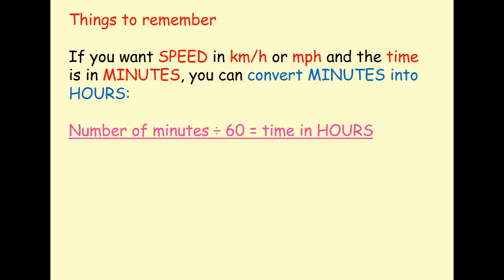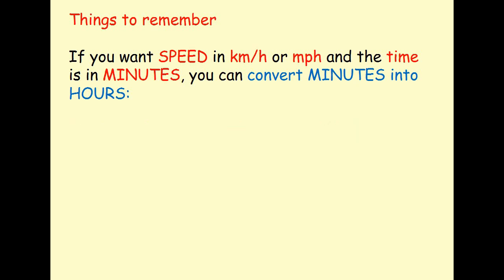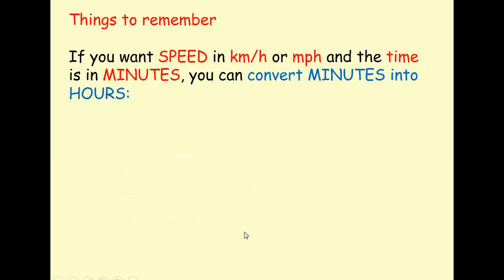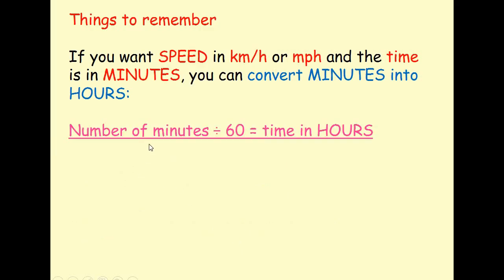A really common mistake people make, if we just flick back to this one, we can see for example here that we wanted to turn 20 minutes into hours. People think 20 minutes will be 0.2 or 0.20, which is not the case because minutes are not out of 100, they're out of 60. So we need to use this formula, the number of minutes divided by 60, to get the time in hours.